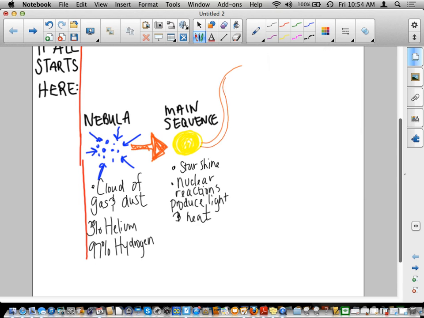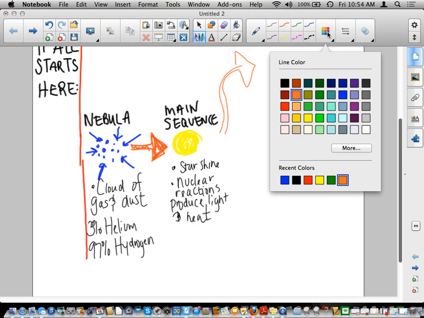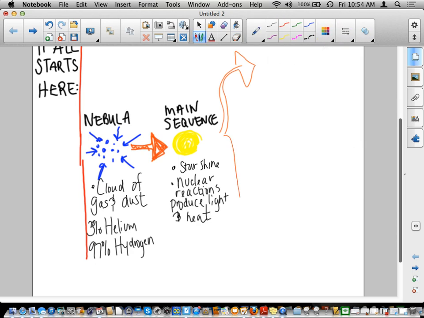Okay, this arrow that's going to go up is going to represent the path that our large mass stars are going to take. And off of that arrow, I'm going to have part of it going down as well, which is going to represent the path that our low mass stars take. So the top is going to be our large mass. The bottom is going to be our small mass.